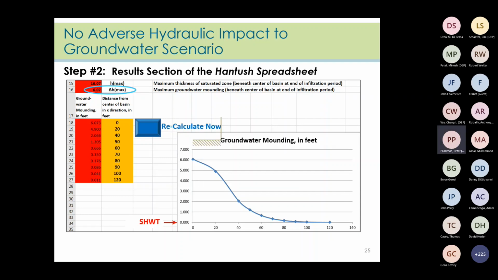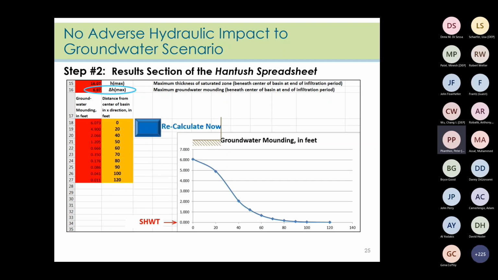To put this into proper context, I've also superimposed a symbol representing 1/2 of the bottom of the basin. Since the seasonal high water table, which the spreadsheet always sets at y = 0, is 7.5 feet below the bottom of the sand layer, the temporarily elevated groundwater table located at y = 6.07 feet at the center of the basin, where x = 0, will not reach the bottom of the sand layer. Therefore, the assessment shows no adverse hydraulic impact to the proposed infiltration BMP from the groundwater mounding.